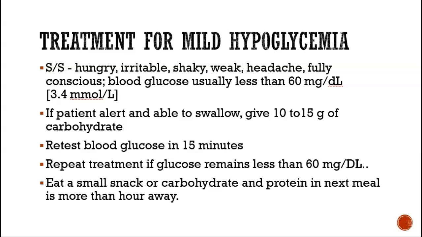If the patient's alert and able to swallow, we're supposed to give them 10 to 15 grams of a carbohydrate. So that could be a 4-ounce juice. And then we should retest that blood glucose in 15 minutes. If it's still below 60, we need to repeat that treatment as long as they're alert and still able to swallow. And then we should encourage them to eat a small snack or carbohydrate and protein if the next meal is more than an hour away.